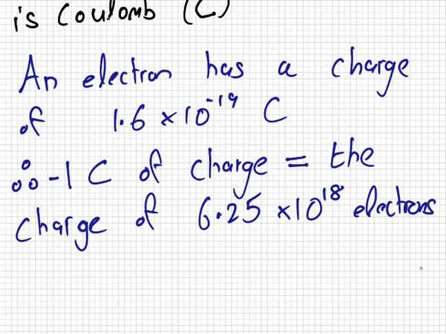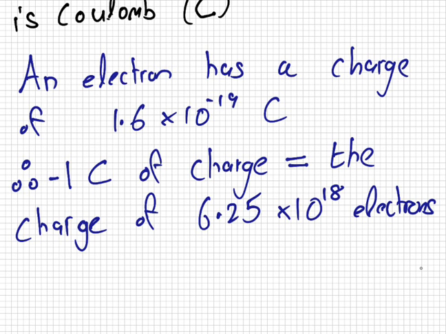Okay. Now, what's the charge of a proton? It's the same as an electron. It's just the opposite. So also you could say a charge of 1 positive coulomb is the same as having 6.25 times 10 to the 18 protons. It's the same amount of charge.